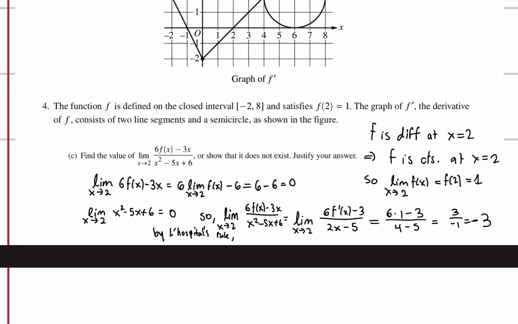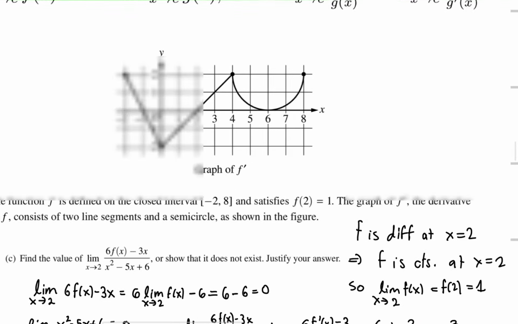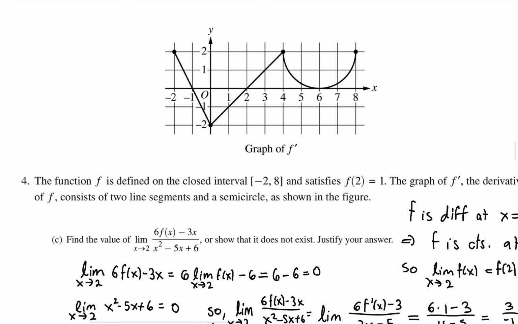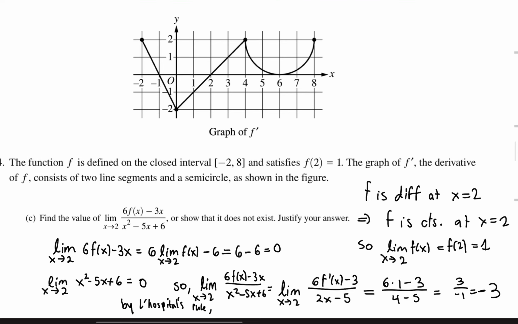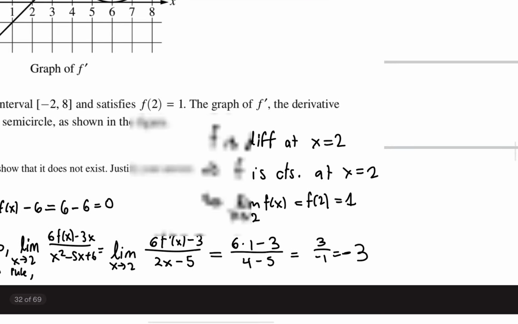The limit isn't always equal to the function's value. However, it is equal if and only if f is continuous. That's the definition of continuity. So how do we know f is continuous? It doesn't say that. But we do know that at 2, f prime is defined. So f is differentiable at x equals 2. Therefore, f is continuous at x equals 2. So we have this limit holds. You need to write that out, okay?